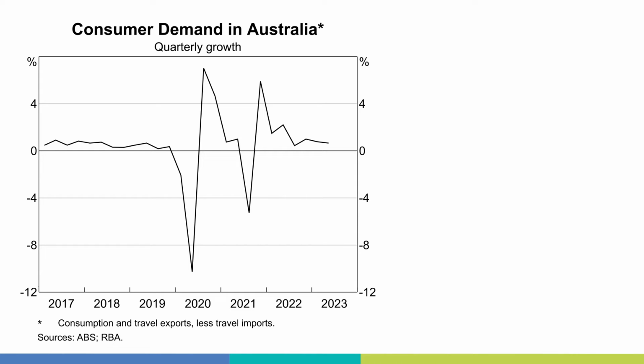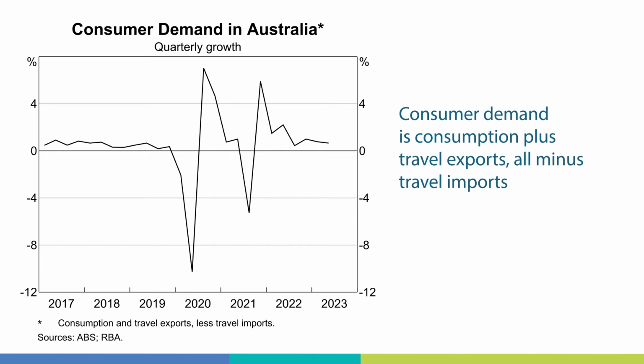Even with this weakness in consumption growth, there are two factors giving Australia's economic growth rate some positive momentum: stronger than expected growth in population and more strength in the growth of private and public investment. Let's start with the population point. The black line shows the quarterly growth in consumer demand in Australia. Consumer demand consists of growth in spending by Australian residents plus spending by people travelling to Australia, travel exports, less the money spent by Australians overseas, travel imports.